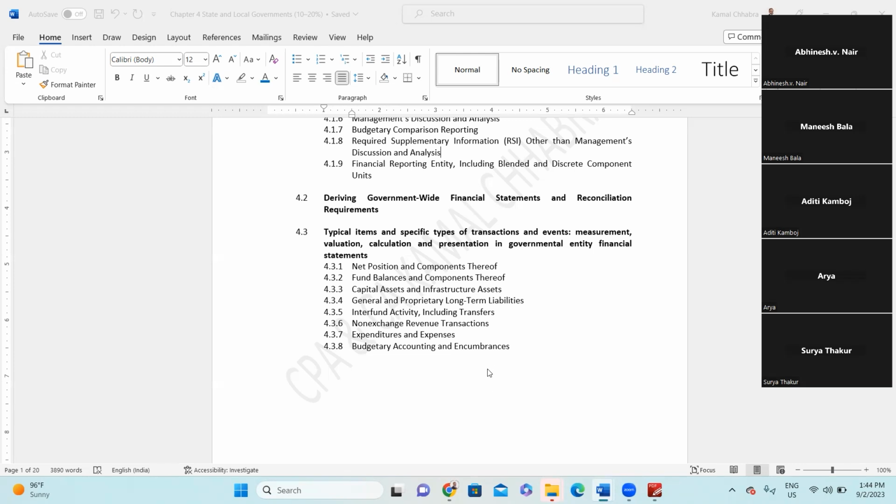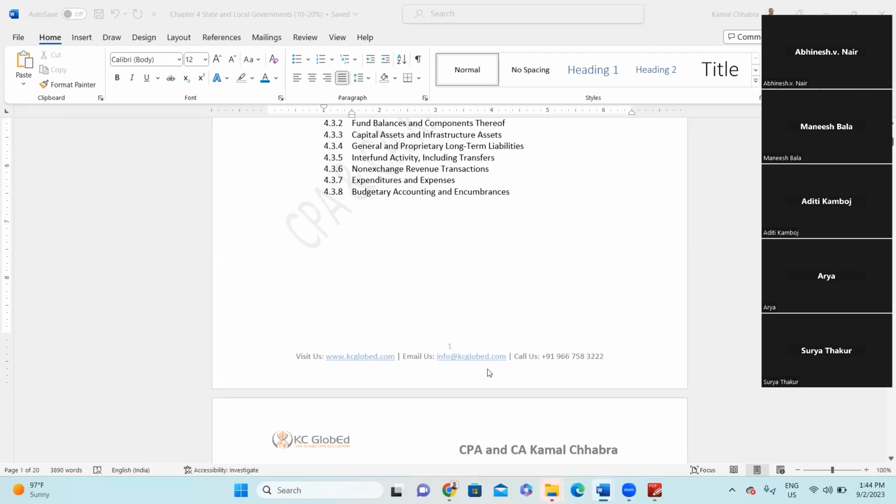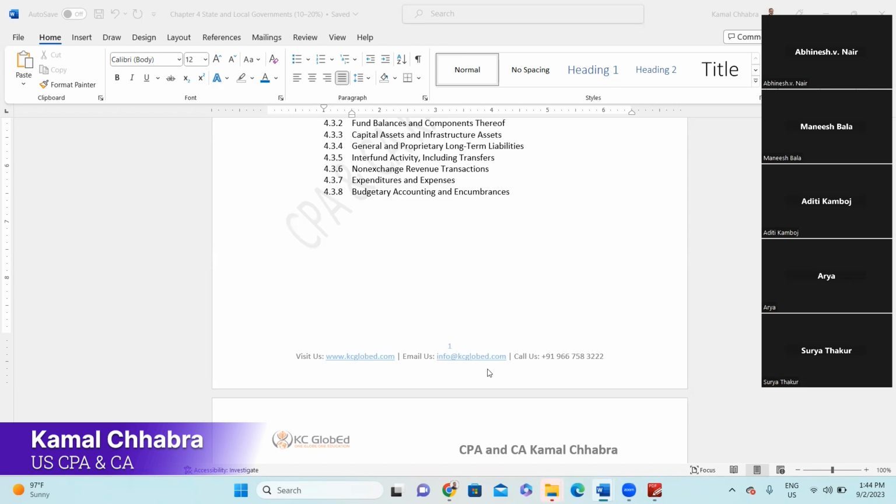Right. So 4.3.4, which is general and proprietary long-term liabilities. If you see from the government-wide financial statement, there might be a possibility that government might have taken certain loans. That can be external commercial borrowing, borrowing from other countries, or if you see state-wise, borrowing from the central government, or borrowing from RBI, right? Those all things come under the long-term liability.